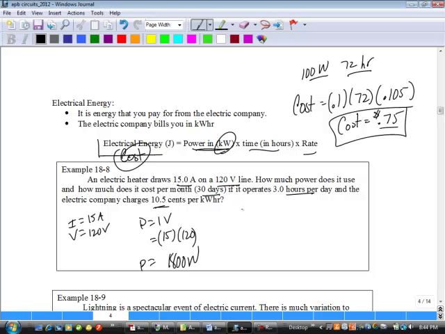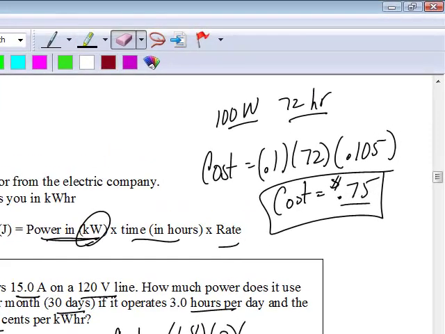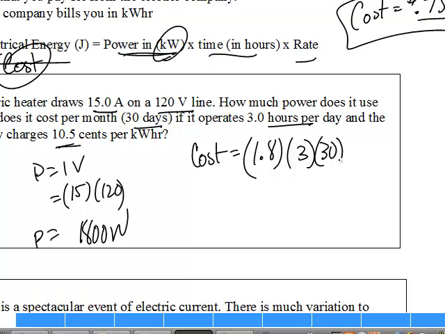And so as I'm calculating my cost, I need to divide that by 1,000 because it needs to be in kilowatts. It's going to operate 3 hours per day for 30 days, so I'm going to multiply that again by 30. And the cost is $0.015. And so when I do that math, I get a cost of $17.01 to run that.